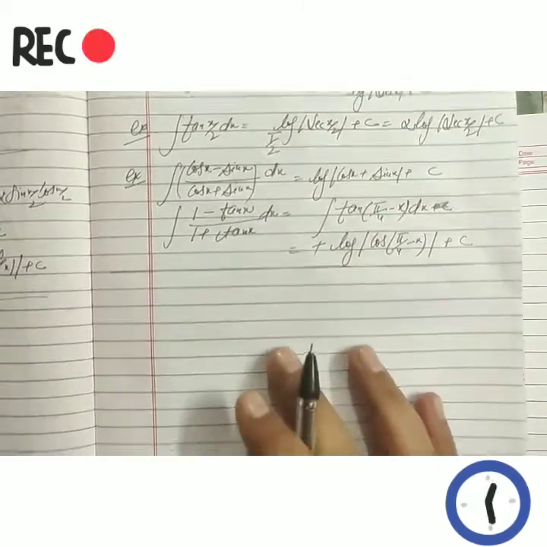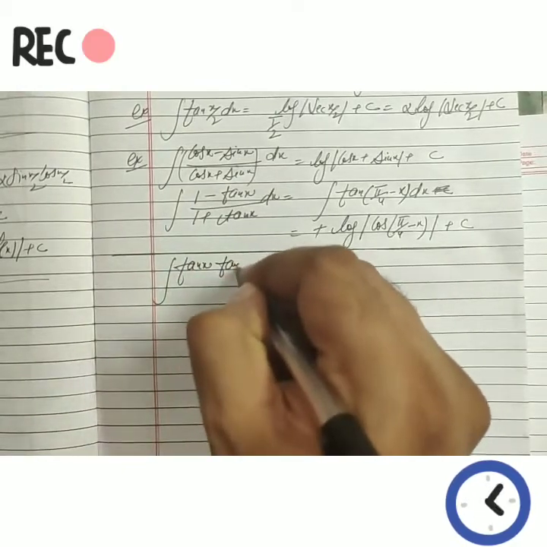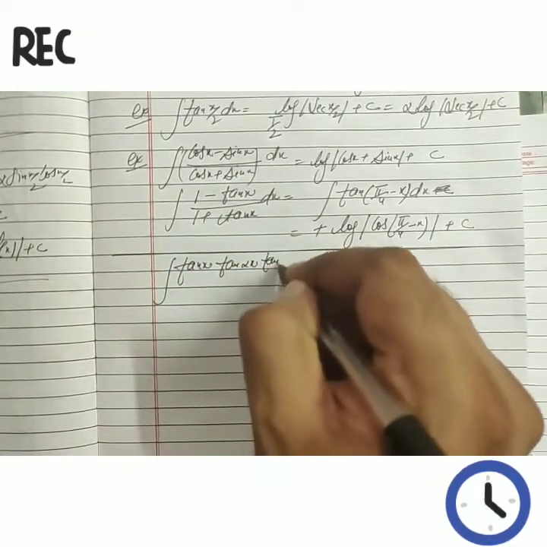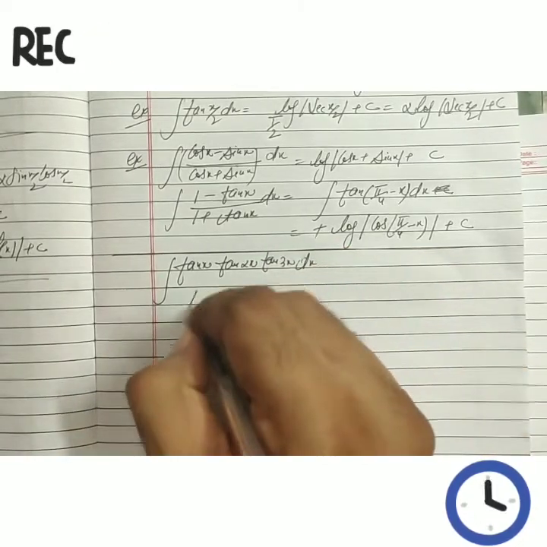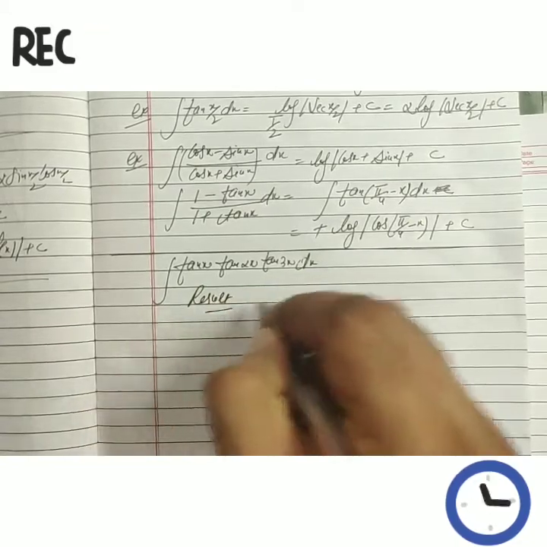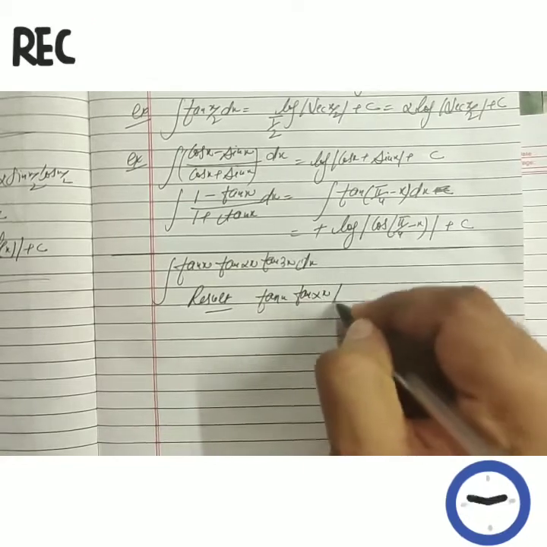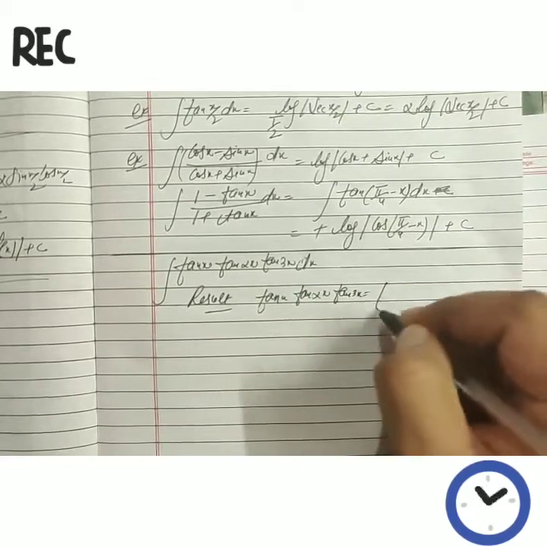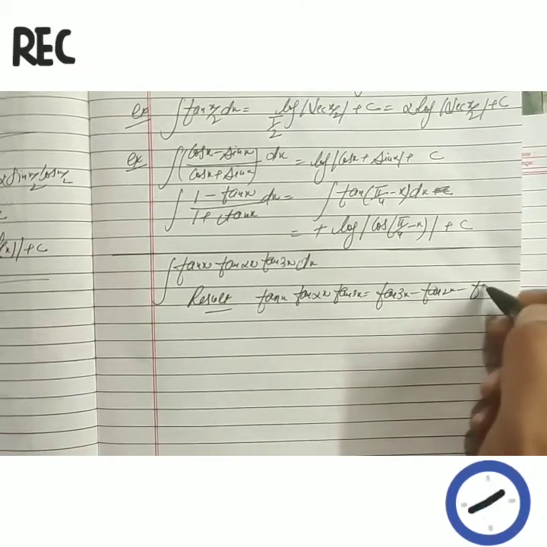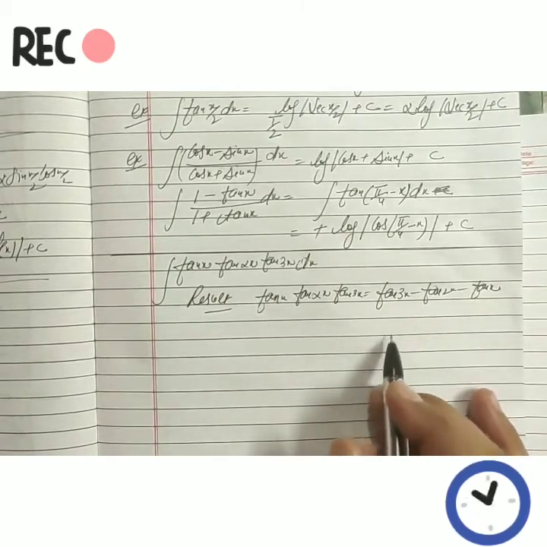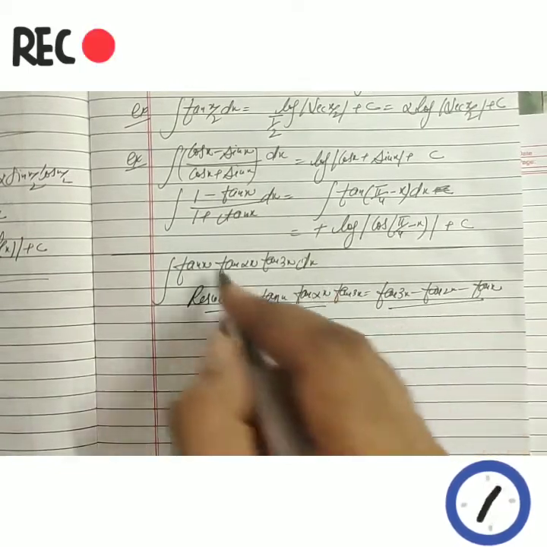Another example we are going to take here. Suppose we have the integration of tangent x, tangent 2x, tangent 3x dx. In plus 1 we have done this result: tangent of x, tangent of 2x, tangent of 3x is given by tangent of 3x minus tangent of 2x minus tangent of x. This result we have done in 11th class. We use this result directly here.